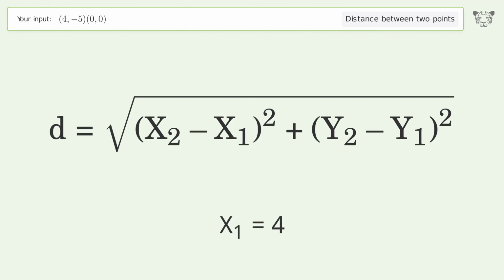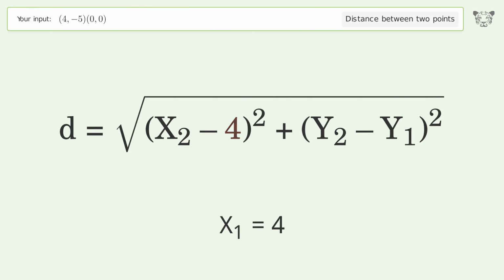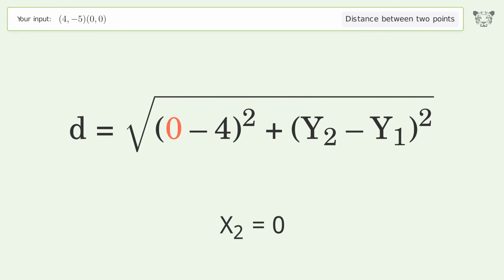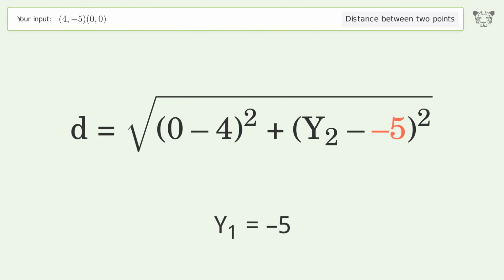x1 equals 4. x2 equals 0. y1 equals -5. y2 equals 0.